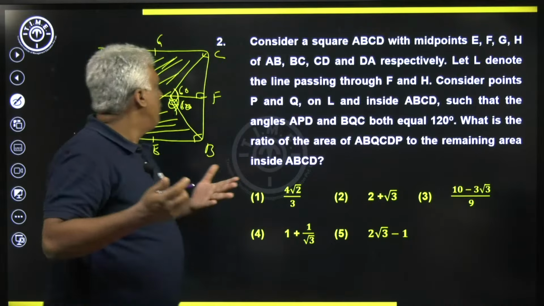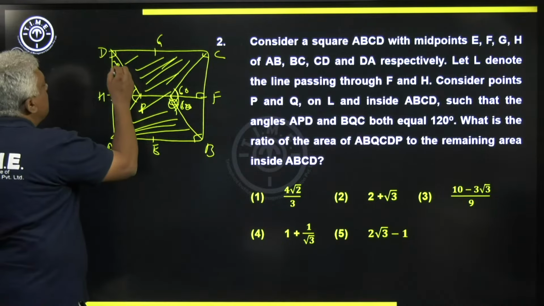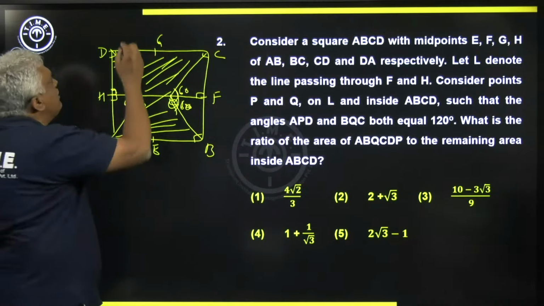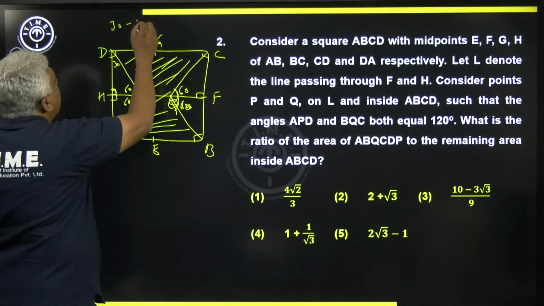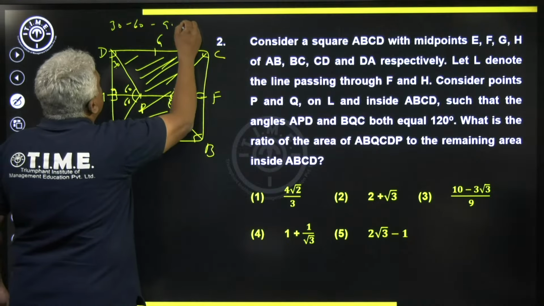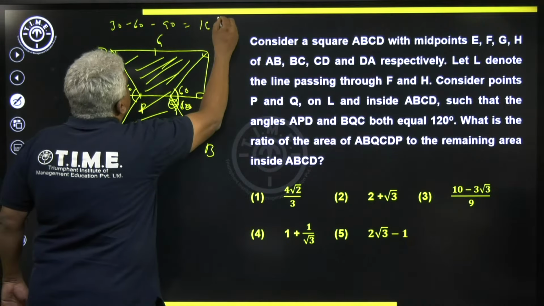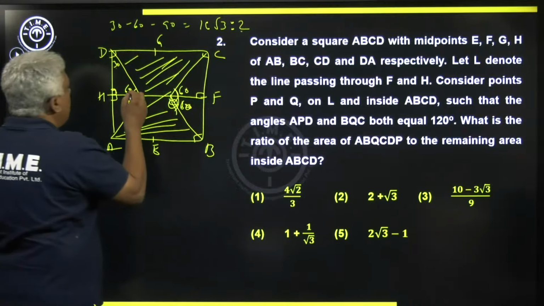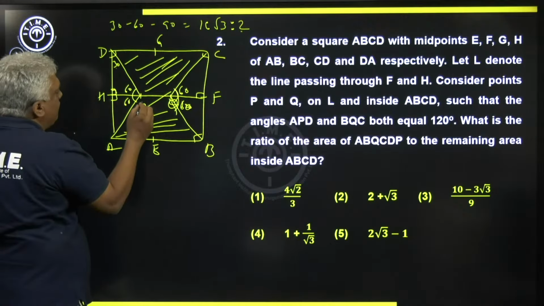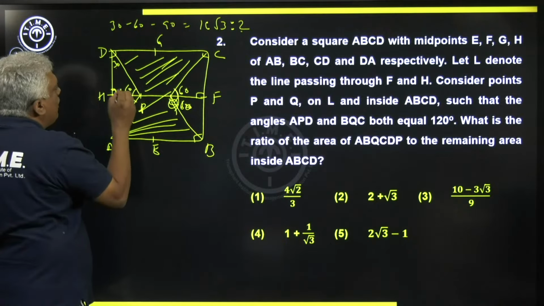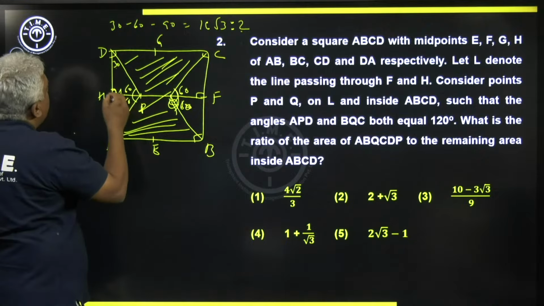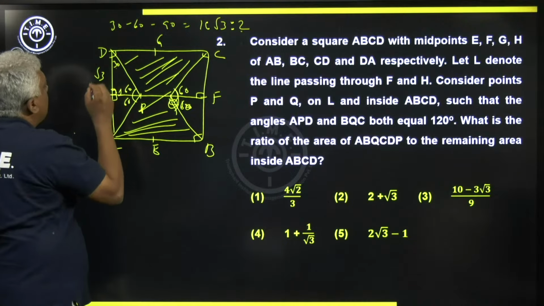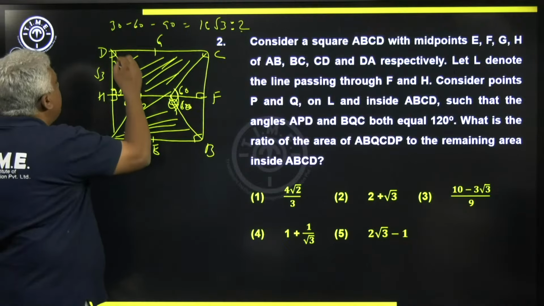It will get cancelled. What I will do is, that is a 30, 60, 90 triangle. We know the ratio of the sides of a 30, 60, 90 triangle. The ratio of the opposite sides is 1 is to root 3 is to 2, right? So opposite to 30, if this side PH is 1, HD will be root 3, and PD will be 2, right?